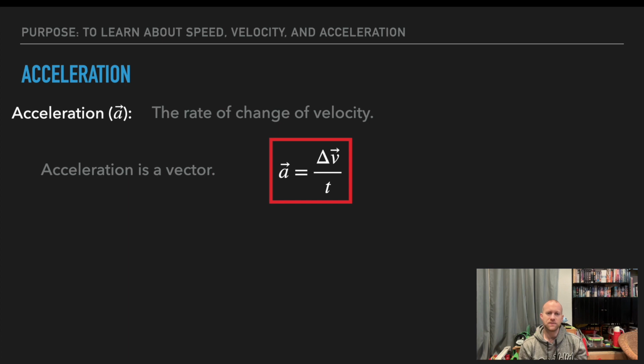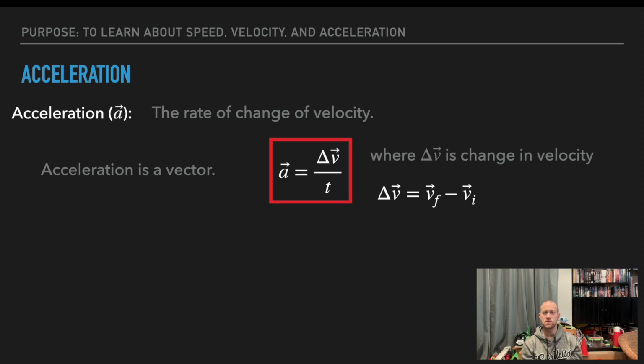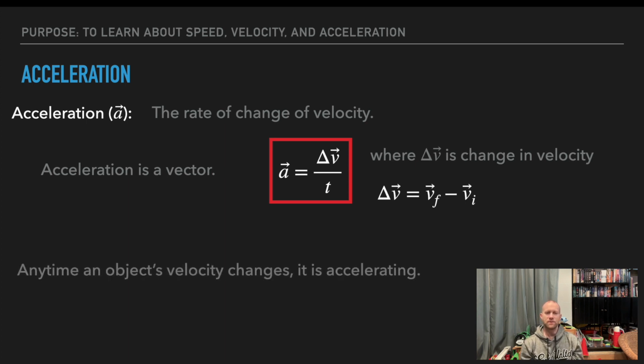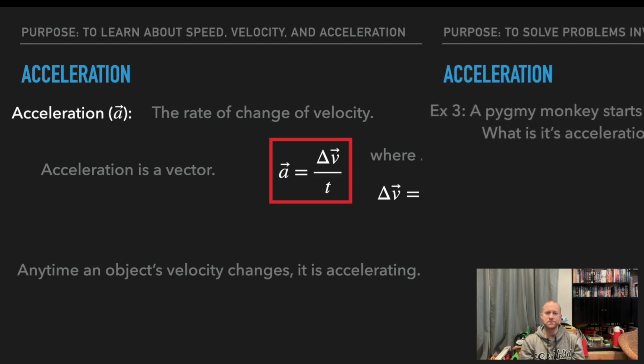What the delta V means is it's change in velocity. That's how you write it. Delta just means change. And in equation form, it just means Vf minus Vi. So the final velocity minus the initial velocity. So anytime you have an object that has changing velocity, you have acceleration.